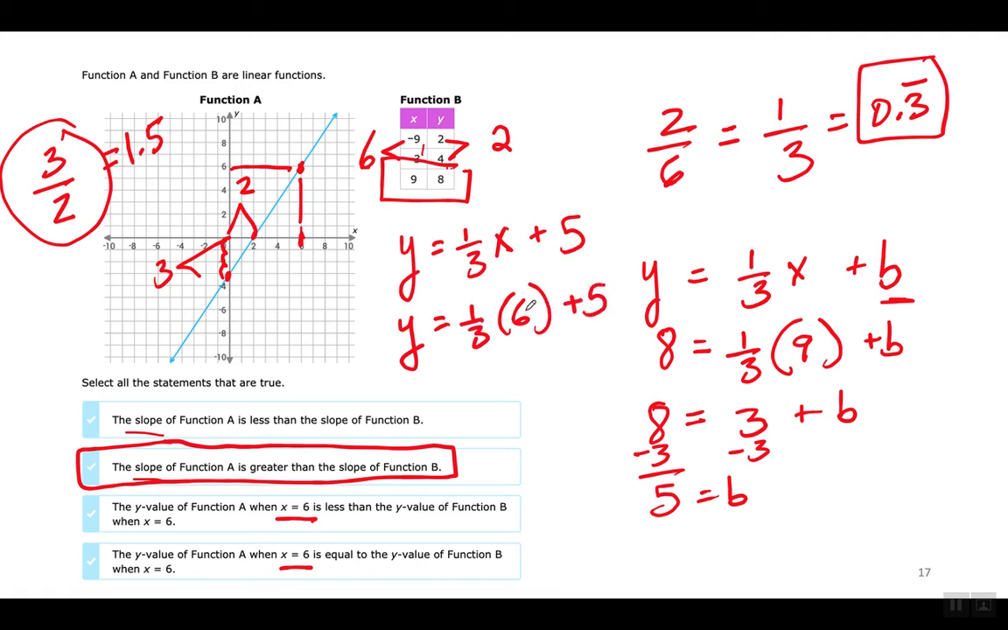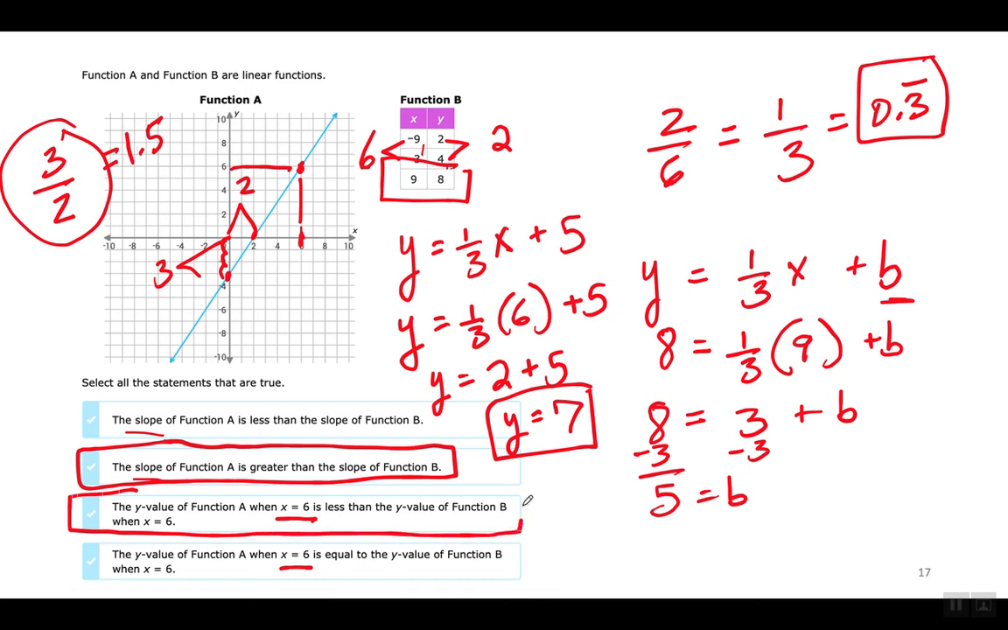1 over 3 times 6, that's the same as 6 divided by 3. 6 divided by 3 is 2. Because when I multiply that, you're going to get 6 over 3, which equals 2. Cuando multiplico esto, me da 6 sobre 3, que me da 2. Y 2 más 5 me da 7. Alright, so for function B, when x equals 6, y equals 7, versus function A, when x equals 6, y equals 6. So the answer is the y value of function A when x equals 6 is less than the y value of function B when x equals 6.